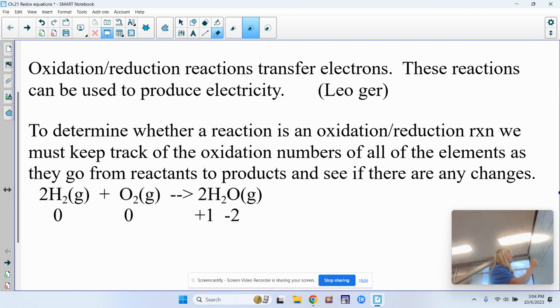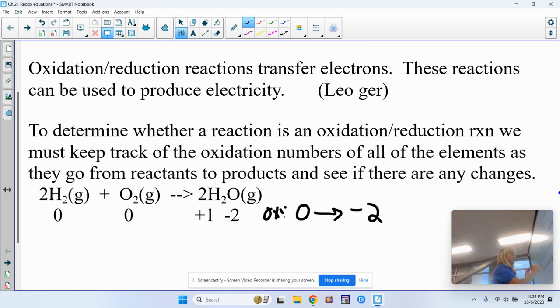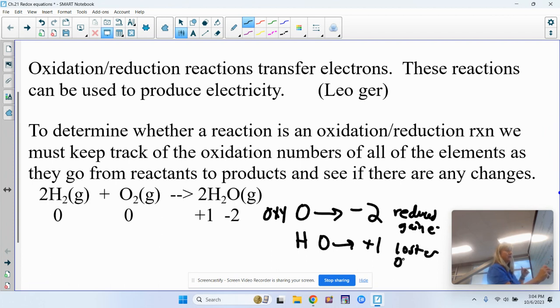So the oxygen is going from 0 to -2. So that means the oxygen's being reduced. It's getting more negative. It's gaining electrons. Whereas the hydrogen in this reaction is going from 0 to +1. So that means it lost an electron. So it's oxidized.